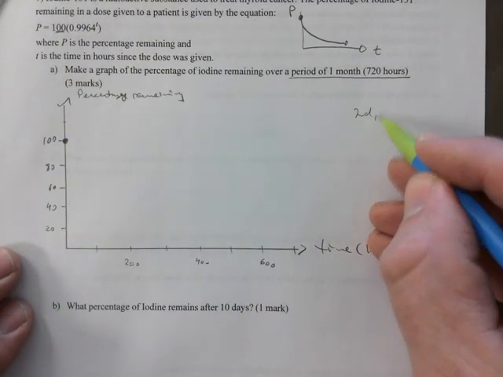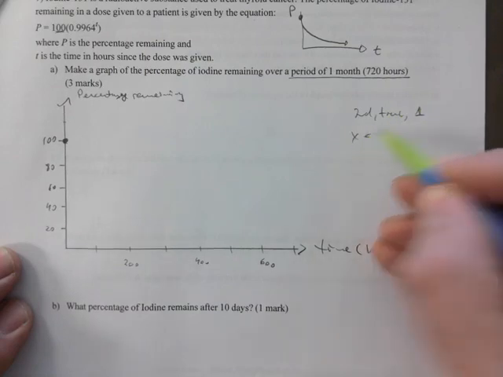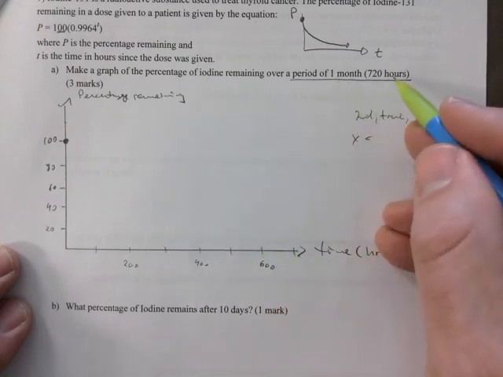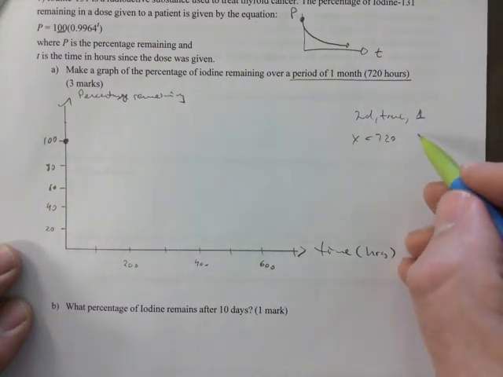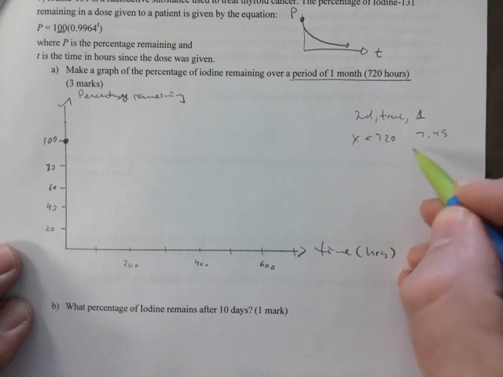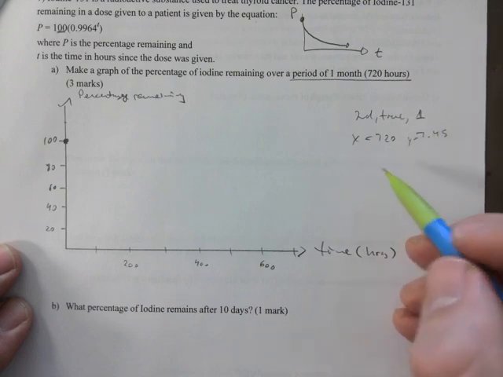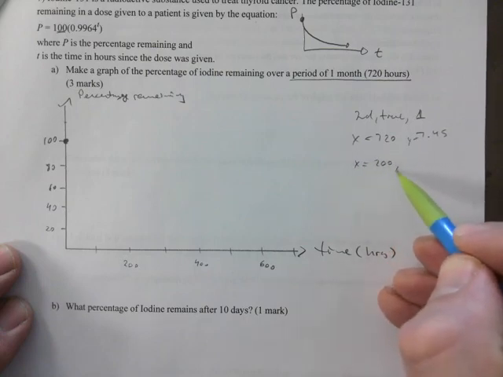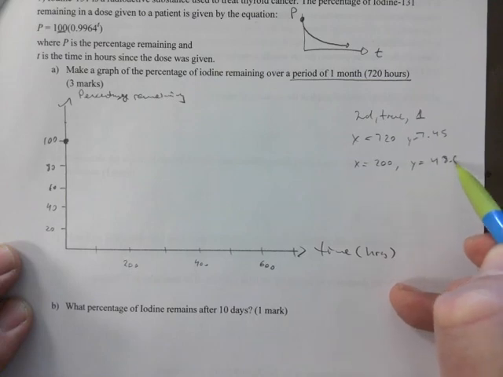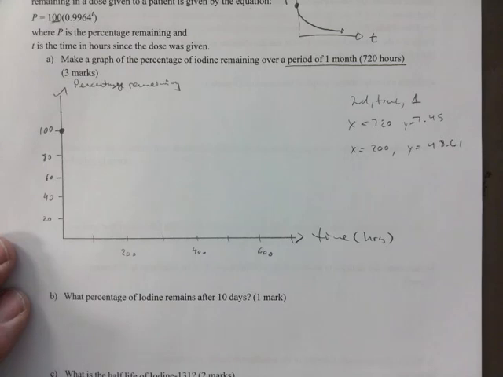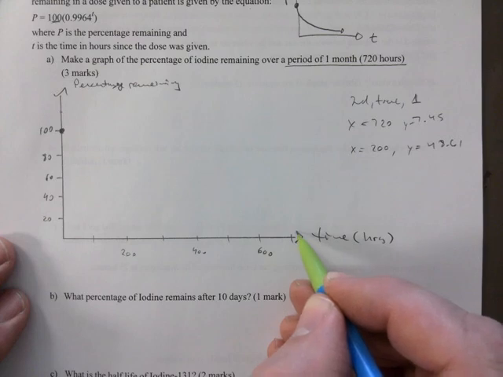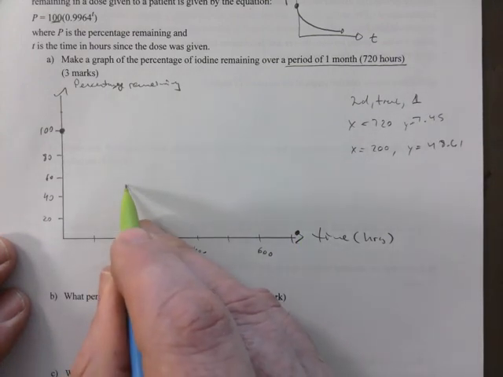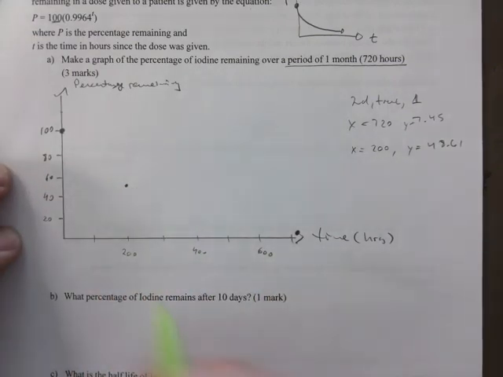I'm going to do this, second trace 1, and I'm going to do this for several x values. I'm going to go 720 in particular, because this question is interested in that. At 720, I'm at 7.45, okay? That's my y value. And I did a couple of other ones. I went x is equal to 200, where y was 48.61. So a few reference points. So 720 is right here, and I'm at 7.41, so I'm really close to the x-axis. At 200, I'm at 48. So that's right about there. That's good enough.